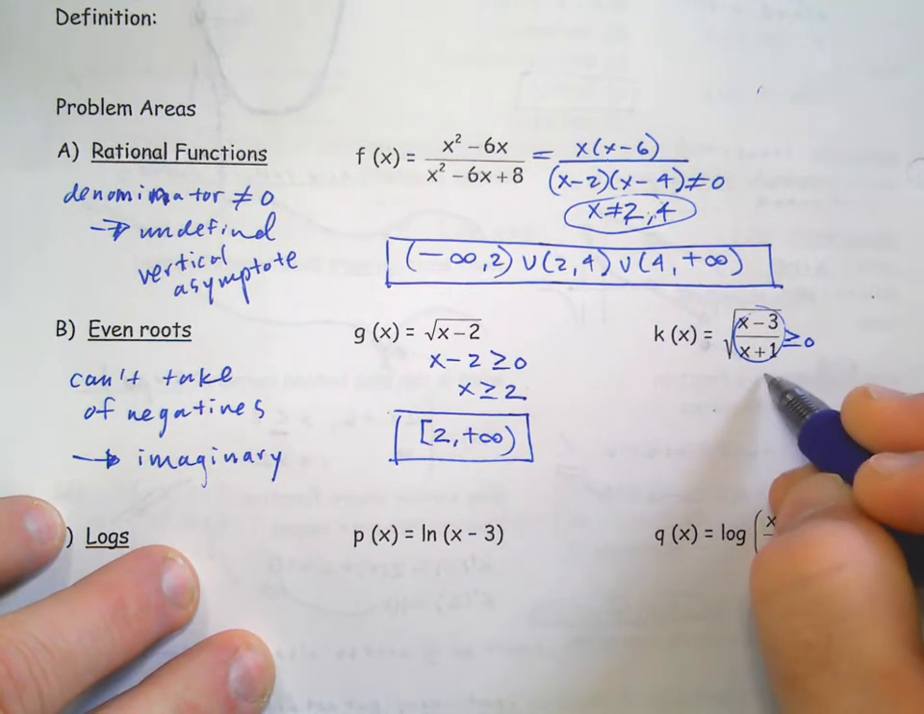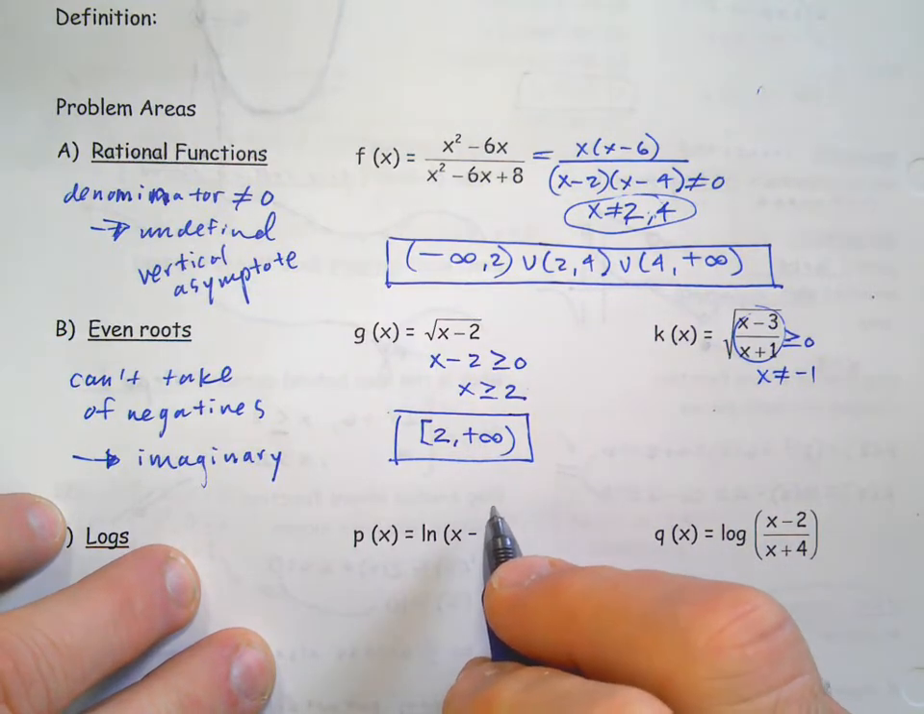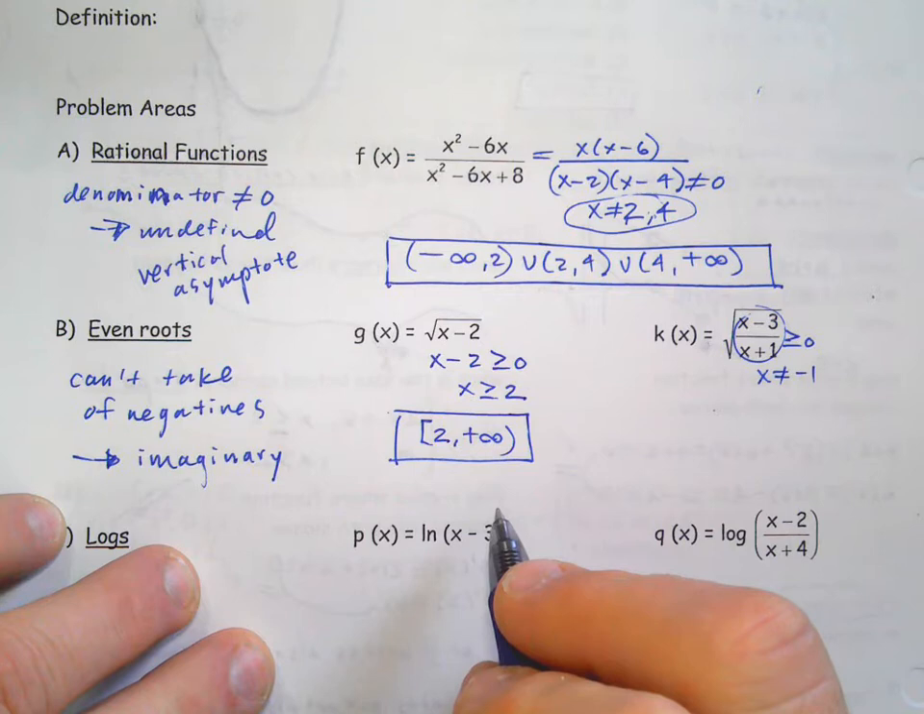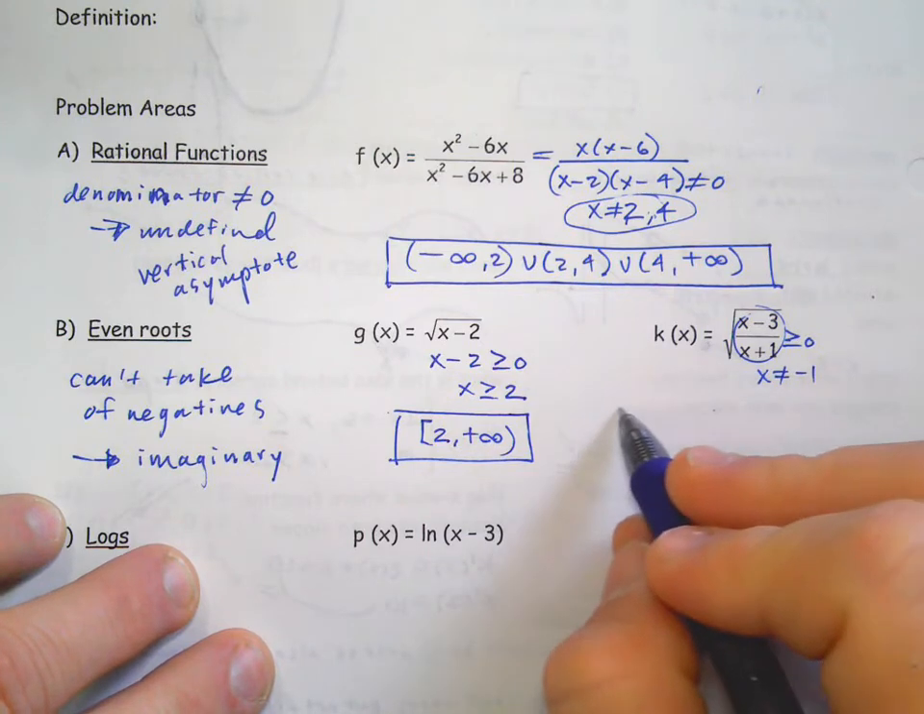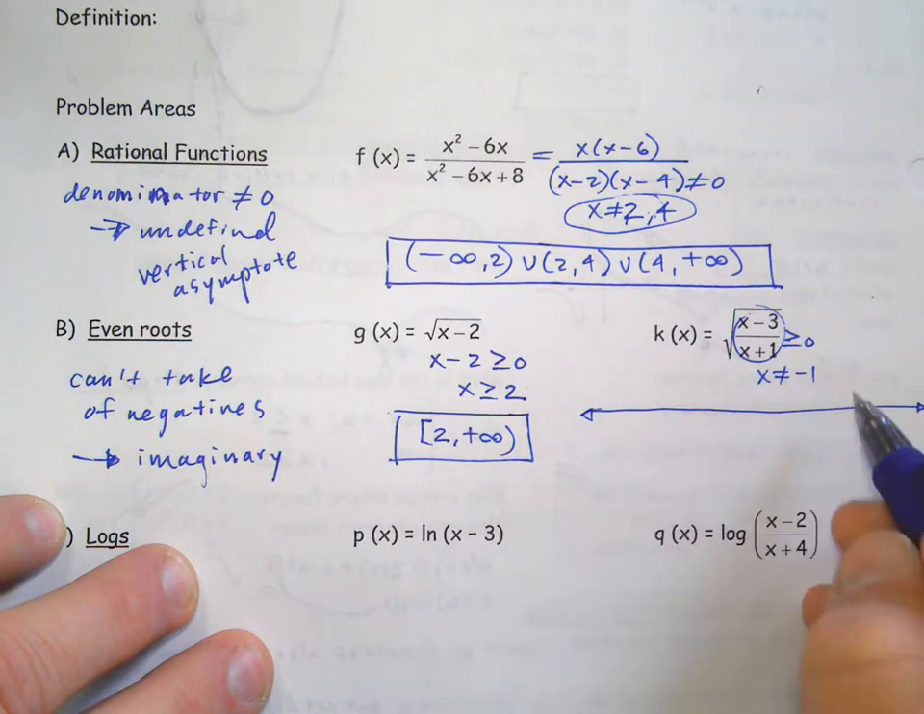Whoa, this one has another issue. X cannot equal negative 1 at the same time. Okay, now we could do a line check for this. Now we're not doing true false. Yeah, I guess we're doing true false.